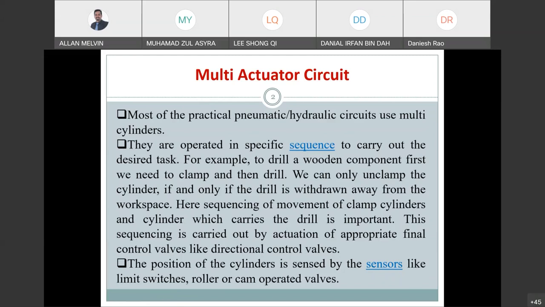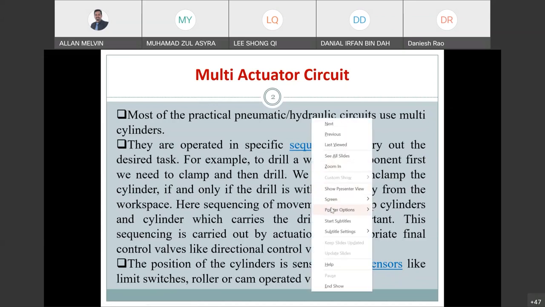So, A plus, B plus, B minus, A minus. You need to have that. The sequence is the most important part. If you don't follow the sequence, you can't do the application. If you want to operate it, you need to operate it in a specific sequence. That is very important.